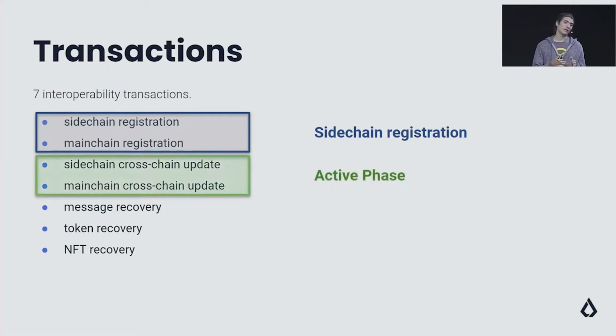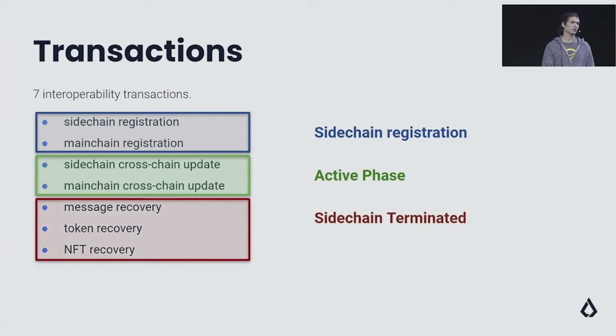Then, once the sidechain has been connected, we go into the active phase where cross-chain messages can be exchanged between the sidechain and other chains in the ecosystem using the sidechain and main chain cross-chain update transactions. Finally, if for some reason, maybe inactivity, maybe violation of the protocol, the sidechain is terminated, users are still able to recover their tokens using the token and NFT recovery transactions, or pending messages in the sidechain outbox using the message recovery transaction, as Maxime explained in the previous presentation.